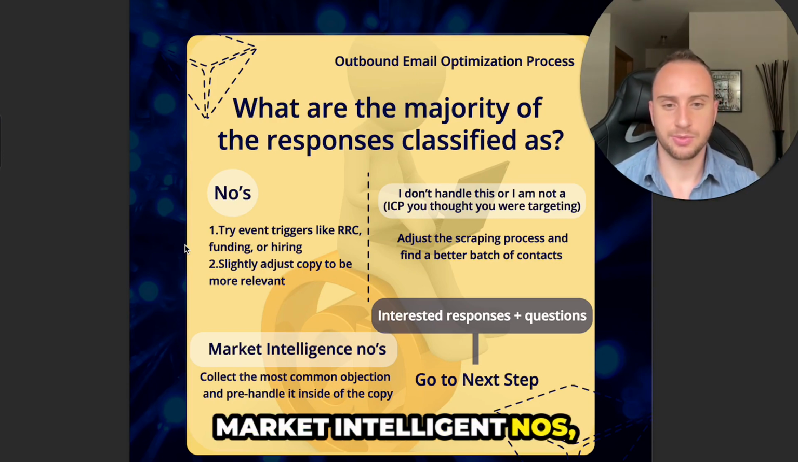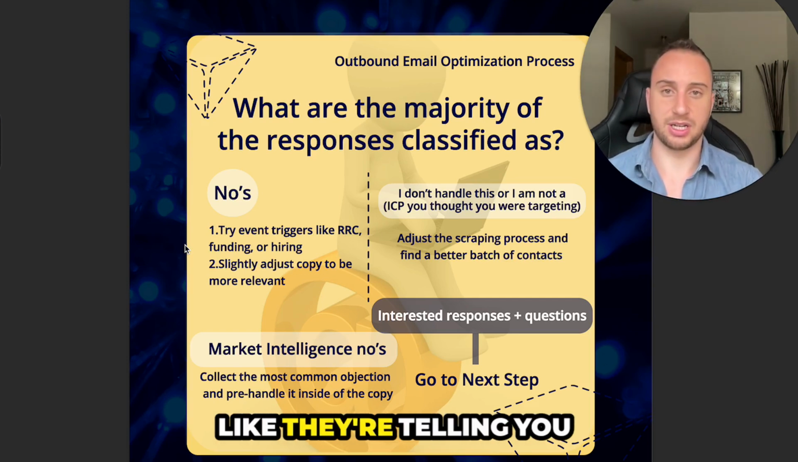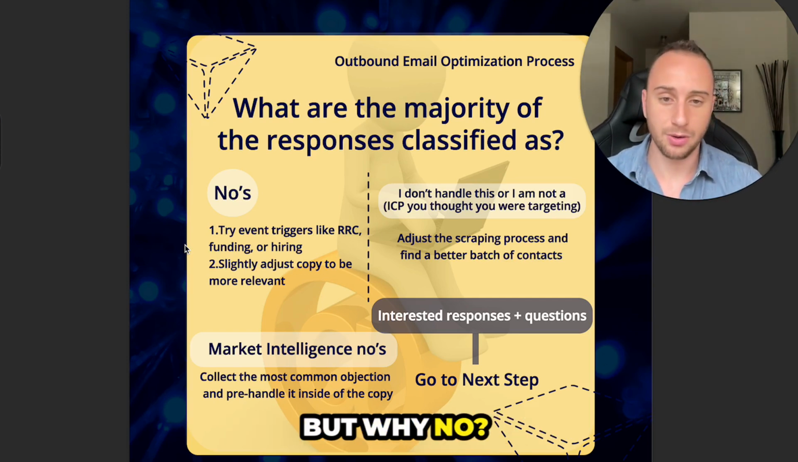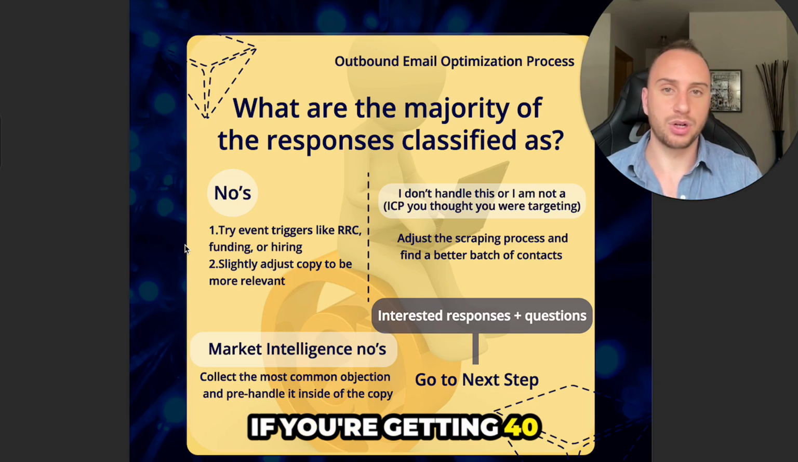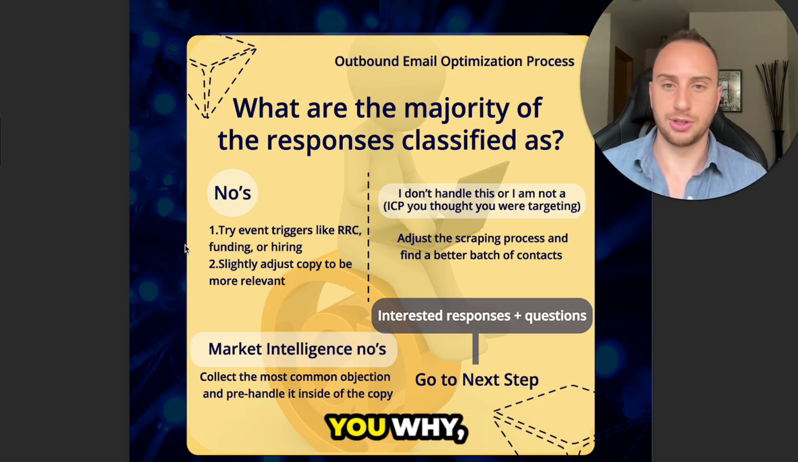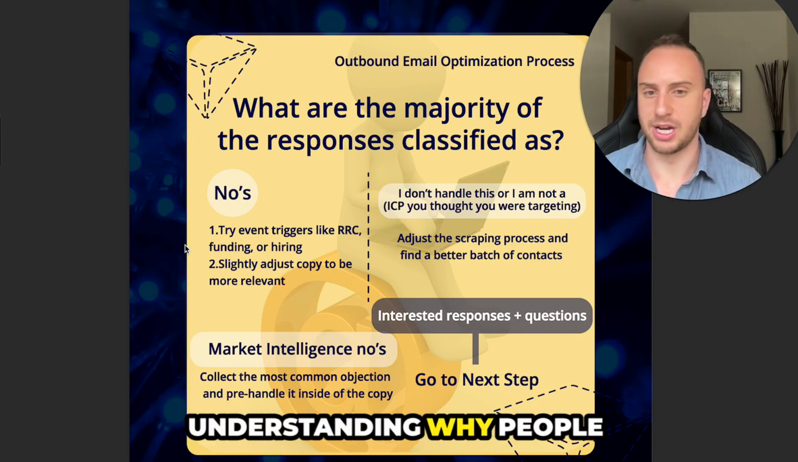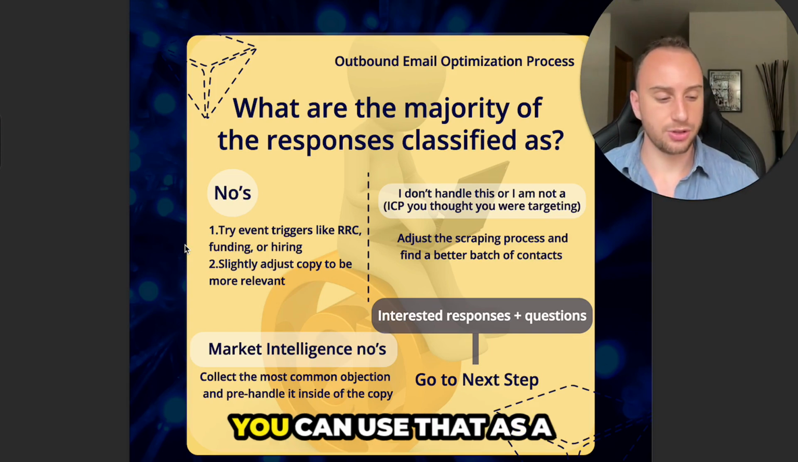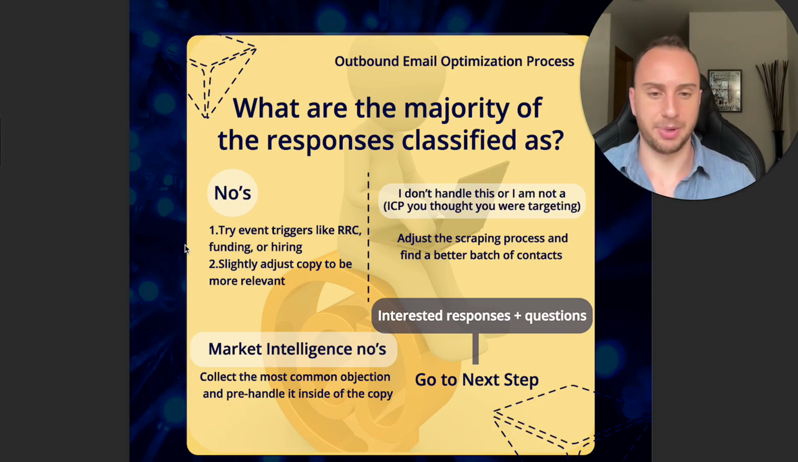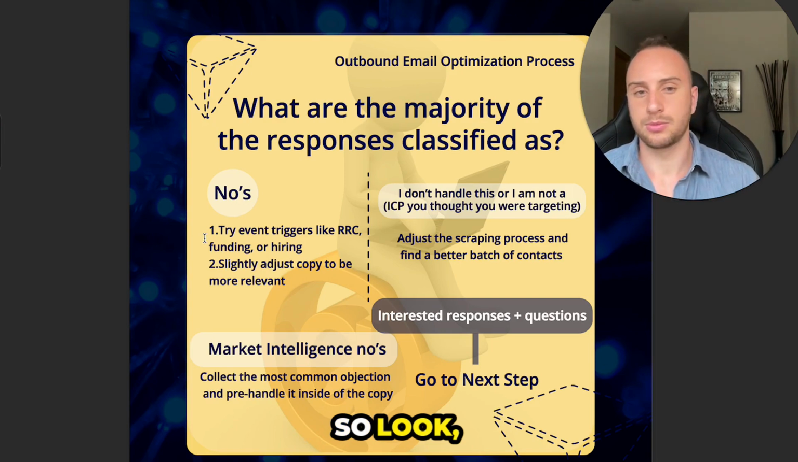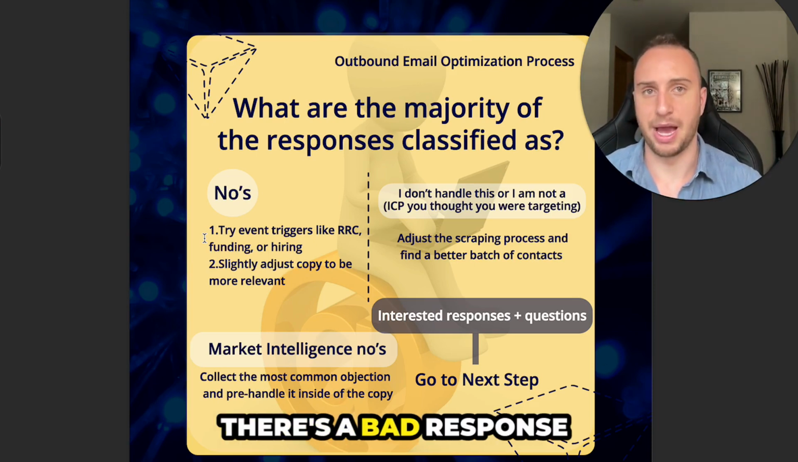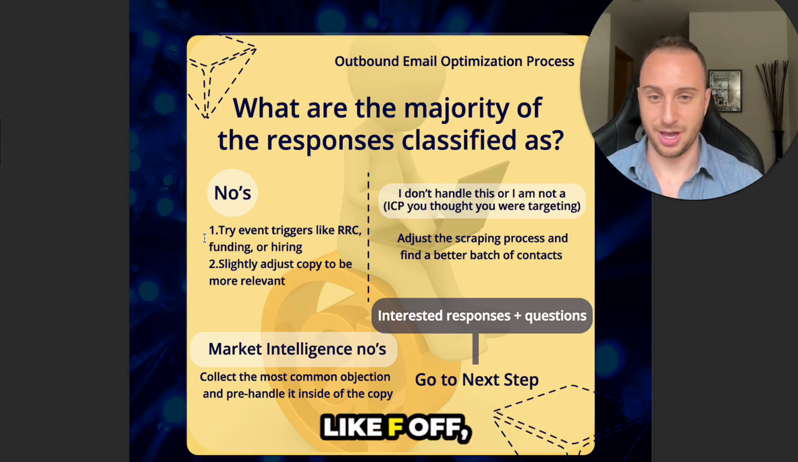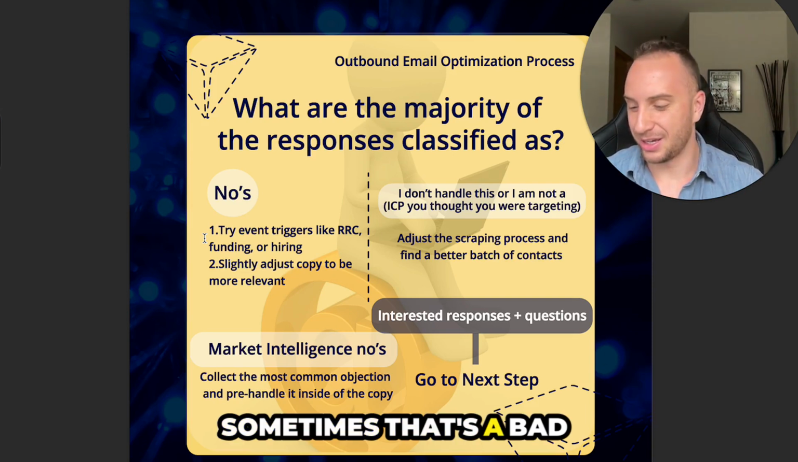Market intelligent no's, these are actually really great. I love these because they're telling you no, but why no? And analyze that. If you're getting 40 responses of people saying no and telling you why, you better be tracking those trends and understanding why people are saying no. Because you can use that as a feedback loop to improve your campaign for the following week, right? So look, if you're getting a high response rate, but they're all, let's call them bad responses. I don't really think there's a bad response unless someone is like F off, which will happen sometimes. That's a bad response.